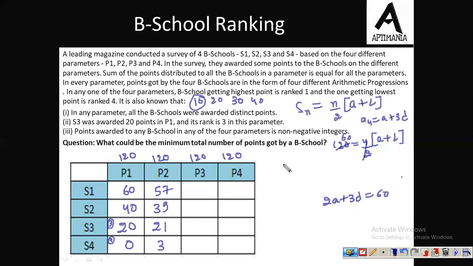But let us check for a equal to 4. एक बार check करते हैं क्या आता है. So when a is equal to 4, 2a becomes 8. So 3d becomes 52. Again, 52 is not divisible by 3, so this value is not possible. When we take a is equal to 5, 2a becomes 10, and 3d becomes 50, which again is not divisible by 3. 50 is not divisible by 3, right? So this is also not possible.